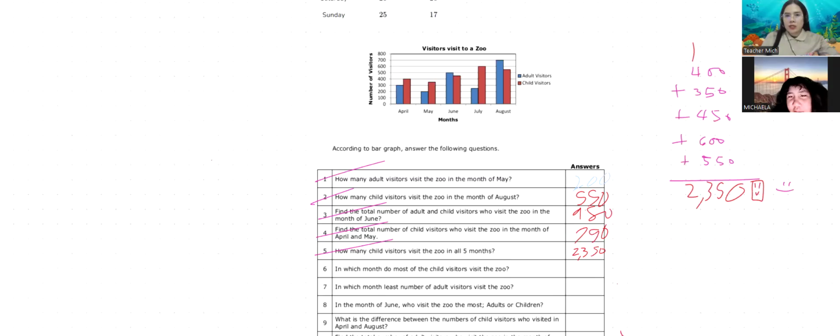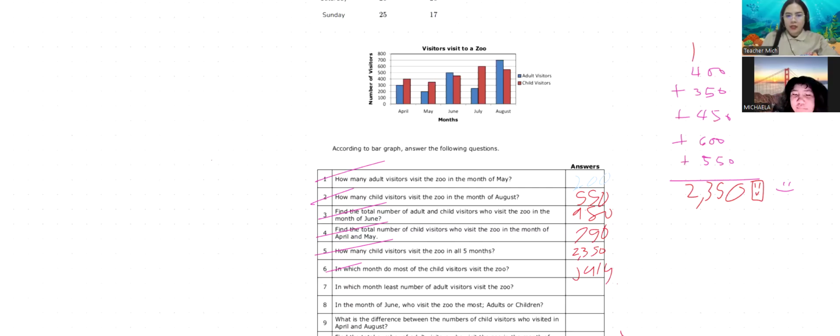So we're just looking at the graph that is color red. July. Okay, very good. That's July. How about this one? In which month least number of adult visitor visit the zoo least? May. Okay, very good. That's May.